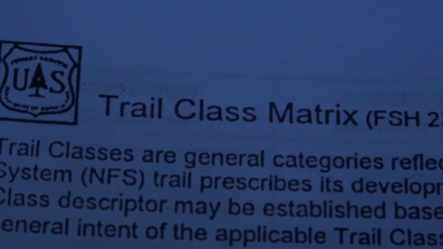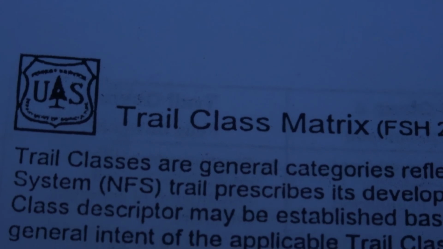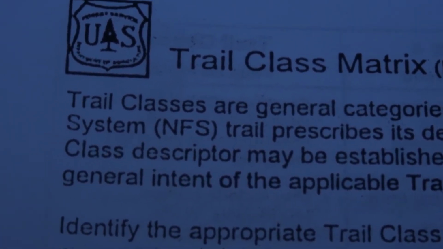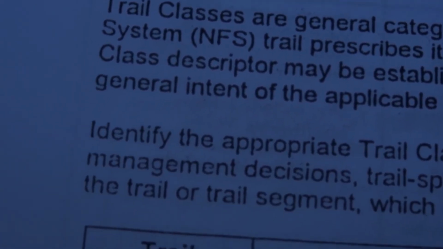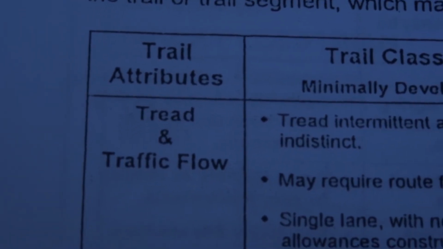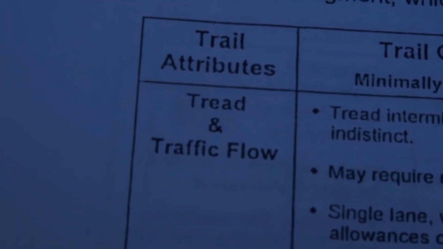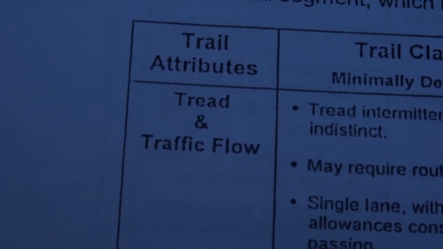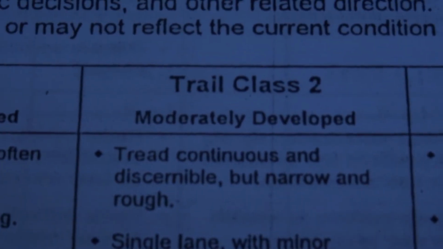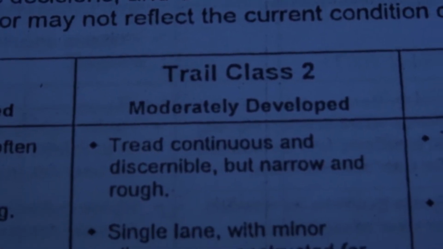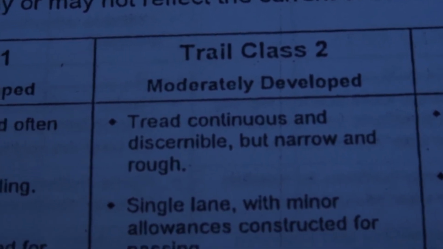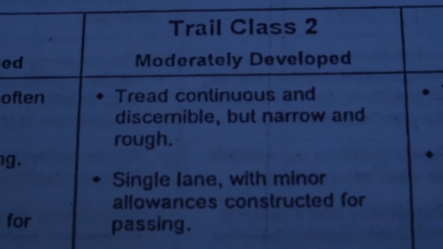Forest Service matrix, and I've already made a decision, so I'm just going to run through what I chose. You will have this form. You can read all of the rest. I don't need to read all this for you. So trail attributes, the first two are tread and traffic flow, and the second one is obstacles. I read through all this, decided this is a class 2 trail. You've seen quite a bit of it. It's moderately developed.